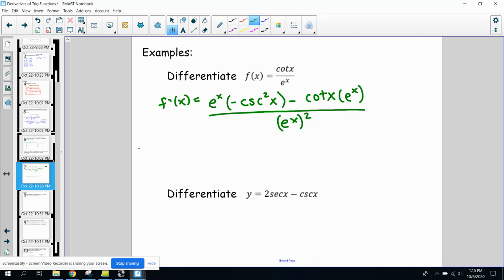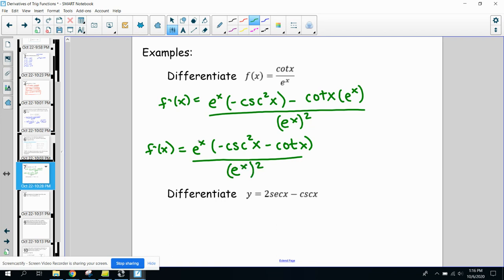Okay, and then just to clean this up a little bit, we can look at the top and see that there's an e to the x on the top for both terms, so we can pull out an e to the x. So we're left with negative cosecant squared x minus cotan x over e to the x squared.